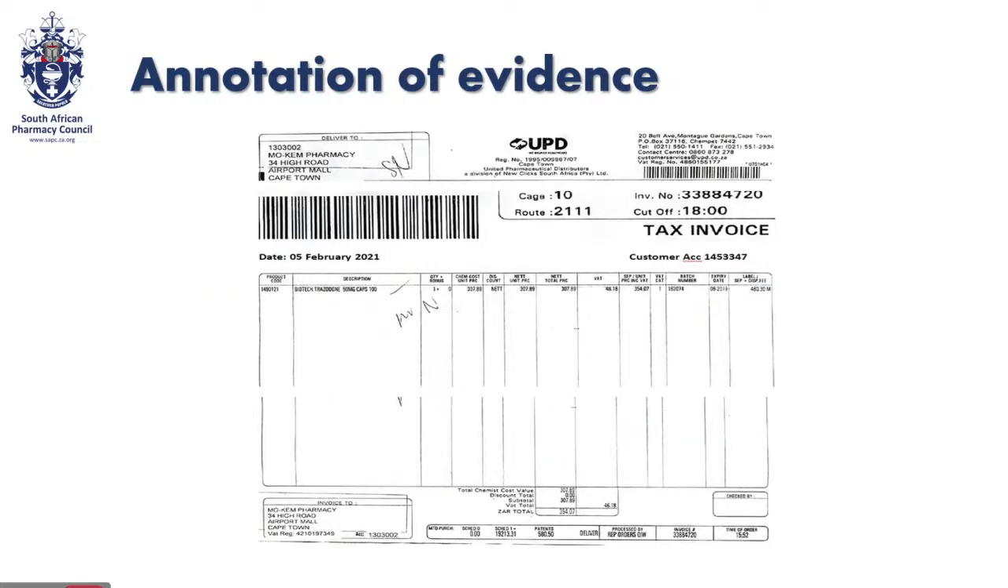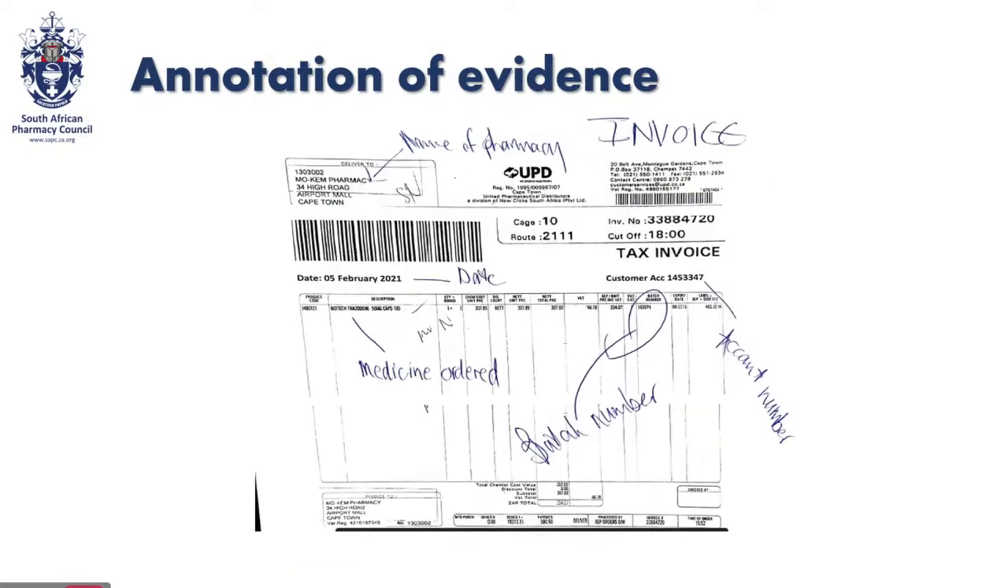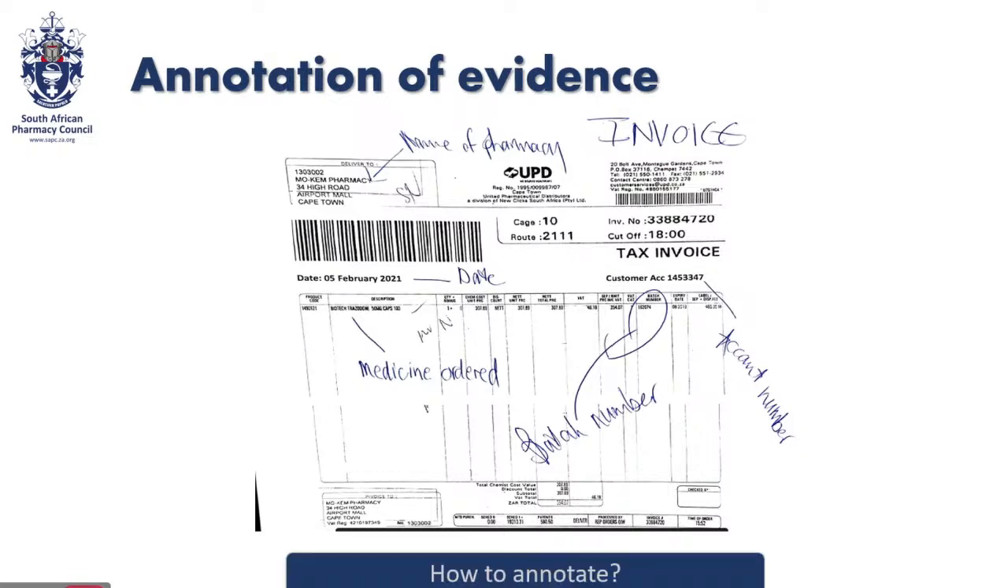If we look at annotation a little bit more, you can see we have an invoice from a supplier. And how will we annotate? What do you think of this? So we have an account number, we have a batch number, we have a pharmacy name, but it doesn't really say anything. I don't know what this intern is trying to tell me. I don't know what this means. I don't know why it has been included as part of evidence.